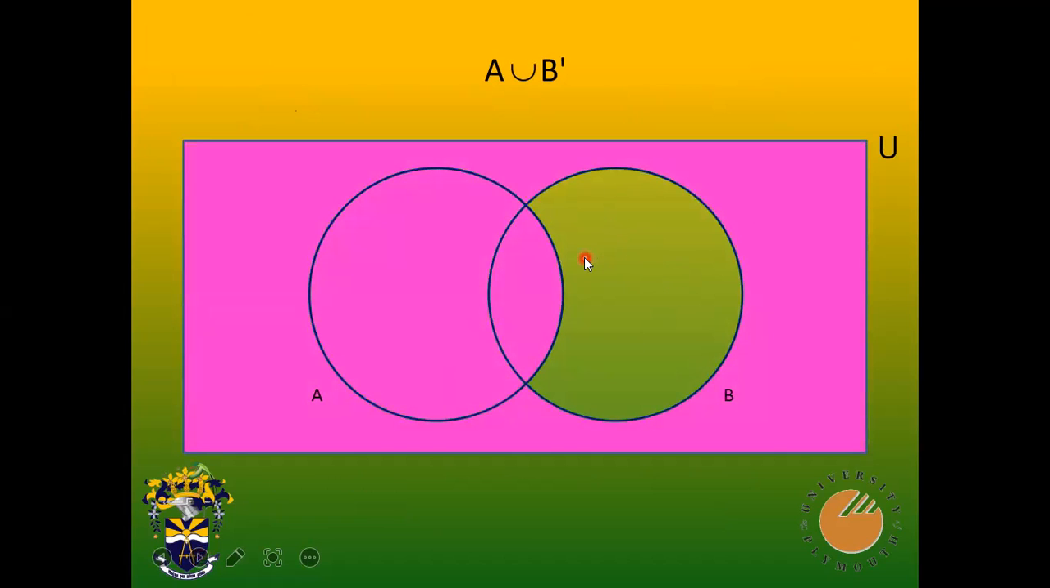So all the pink colored area equals A union B complement. Now similarly, A complement intersection B complement: for both sets A and B, the pink colored area is called A complement intersection B complement, because the two sets A and B are deleted from the whole area of the universal set. So now, what will A intersection B complement be?